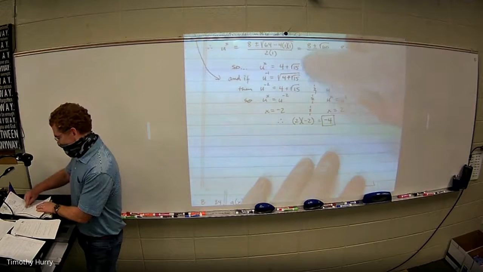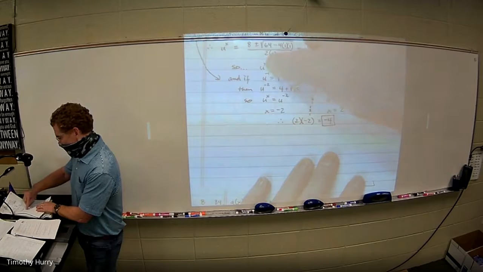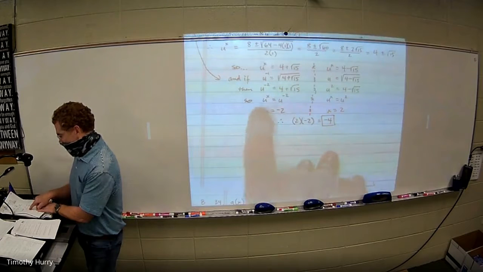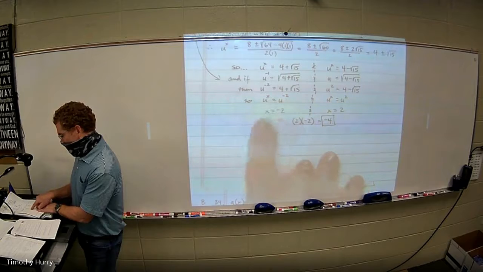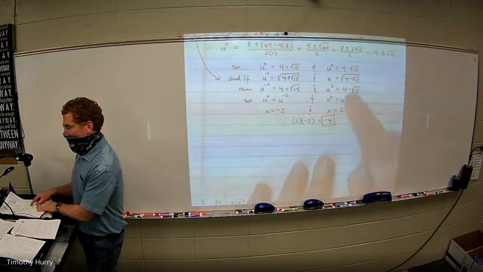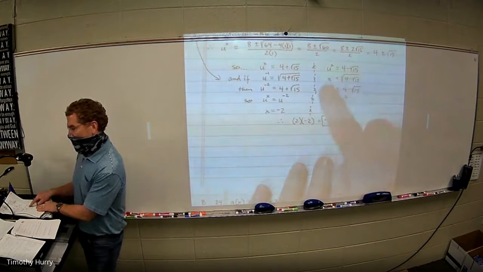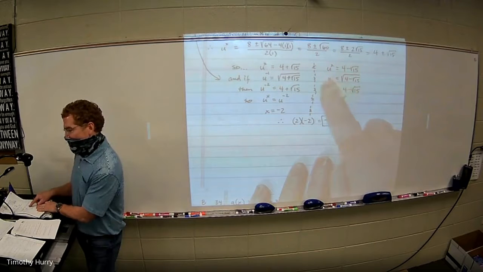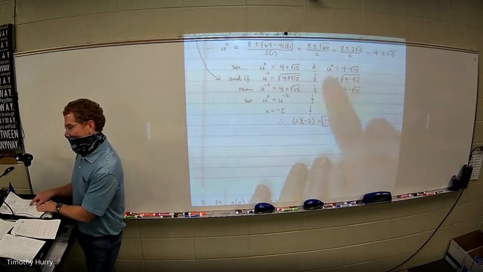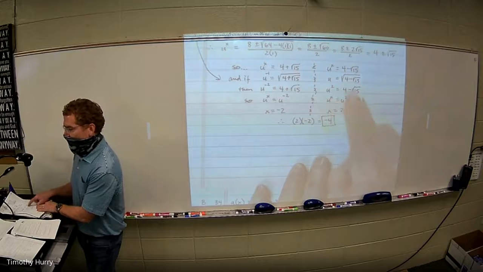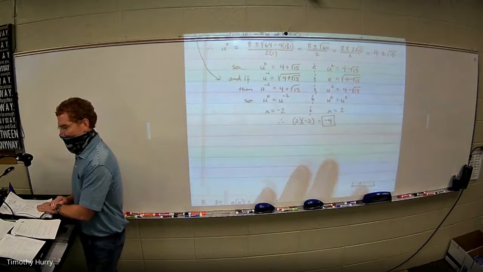oh yeah, since now these two are equal, u to the x and u to the negative 2, I said u to the x and u to the negative 2 equal to each other, which gave me negative 2. And I did the same thing here. If u is that, but wait, u is also this. If I square that, I get this, and now u to the x and u squared are equal. So u to the x equals u squared.